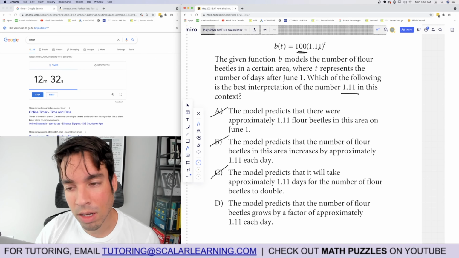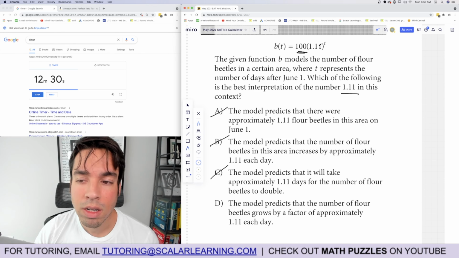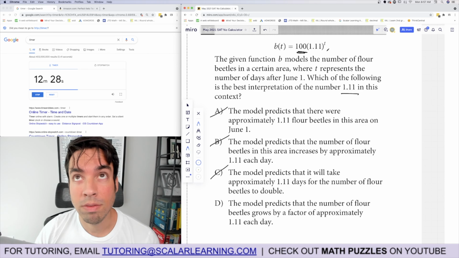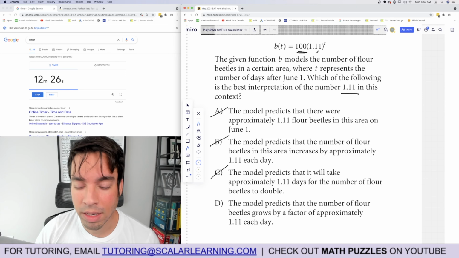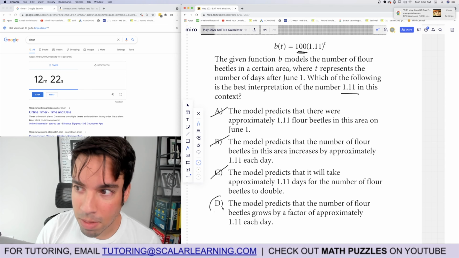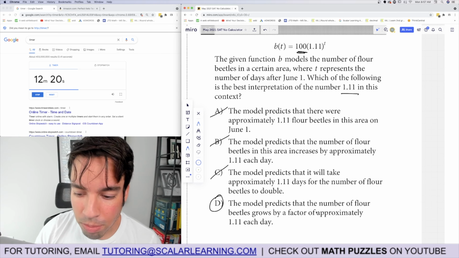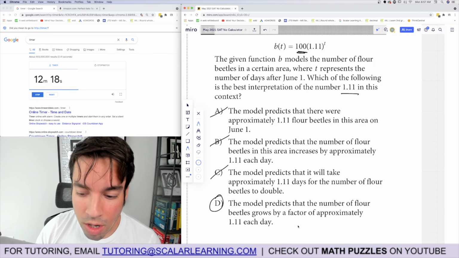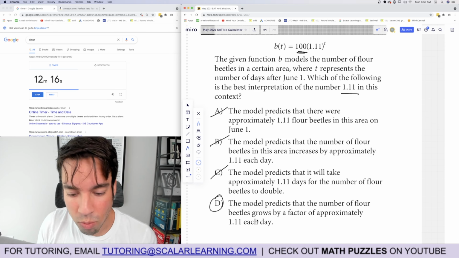Because it doesn't even double in 2 days, right? If I try and do it, it would be about 22% growth or something in 2 days. So that makes no sense. It's got to be D. The model predicts that the number of flower beetles grows by a factor of approximately 1.11 each day.